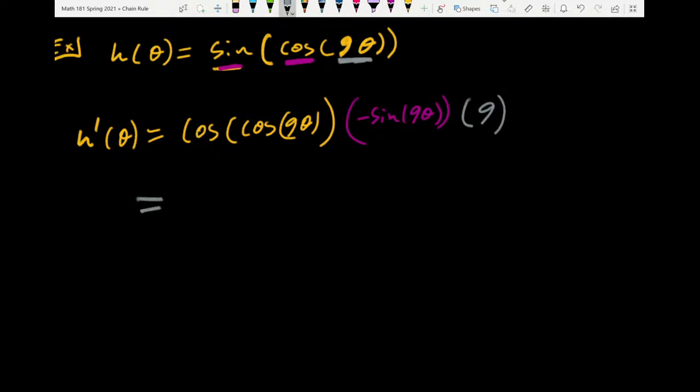Let's clean it up, make it nice. Negative 9 sine of 9 theta, cosine of 9 theta. Did that help?